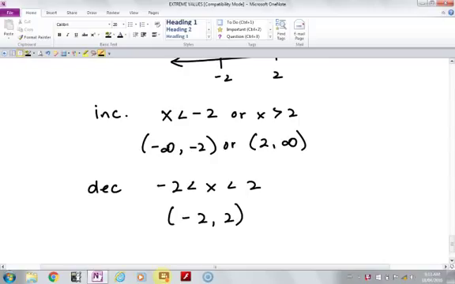So now the next one looks kind of nasty, right? And it is, it's a little harder.